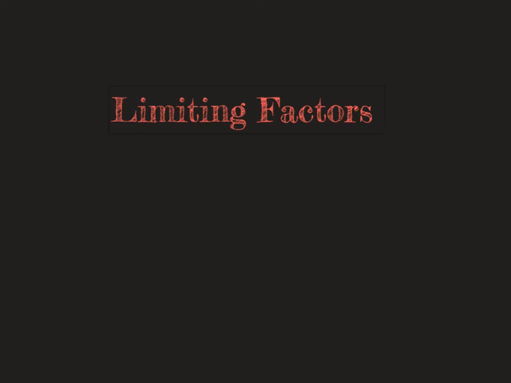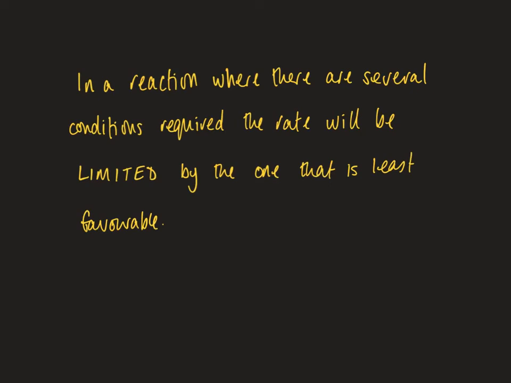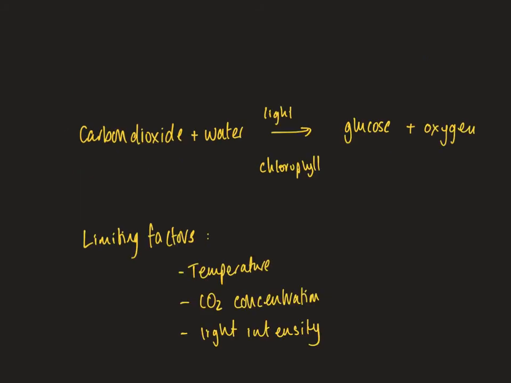Limiting factors. Limiting factors are really important in photosynthesis, and understanding what the limiting factors are and how to overcome them is critical. So basically, in a reaction where there are several conditions required, the rate will always be limited by the one that is least favourable. So if you need 3 things to make the reaction go, it will only ever be able to go as fast as the level of the lowest of those 3 things is.